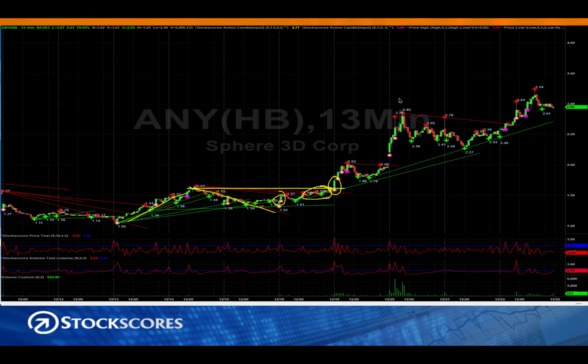So that tells us that that stock is now ready to make the next leg up. It goes up, it pulls back. It goes up, and now it is what we call overbought. You do not want to be a buyer when that happens.